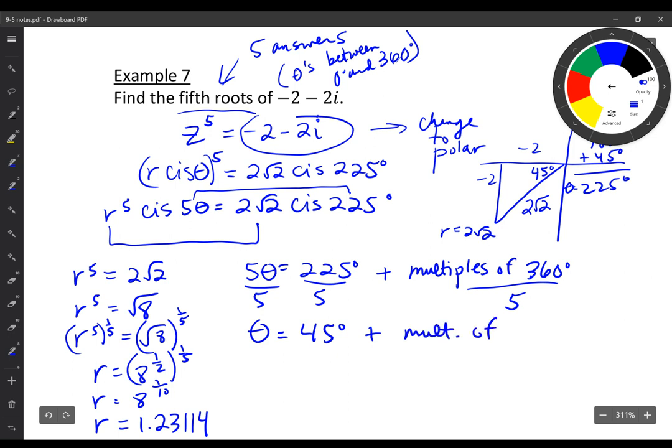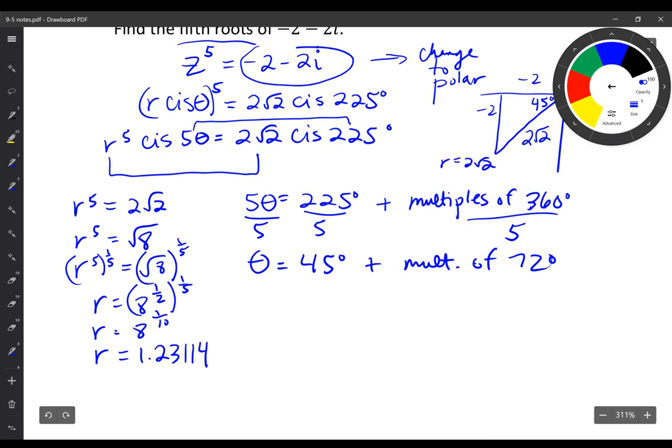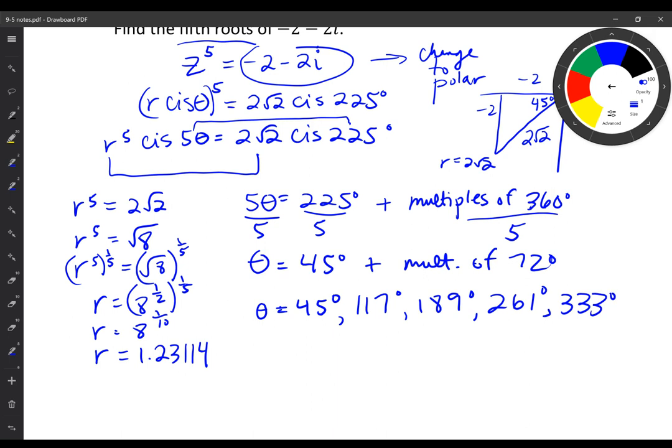multiples of 72 degrees. So that means my first angle is going to be 45. And this is kind of like that n times theta thing. So then my next one would be 72 plus 45. That's 117. And then I would add another 72, and I would get 189. And then I would add another 72, and I would get 261. And then add one more, and I get 333. So you can see I can't add another 72 without getting to 360. And so these are the angles for our 5 roots.